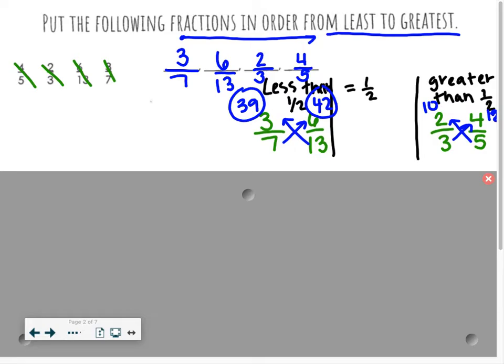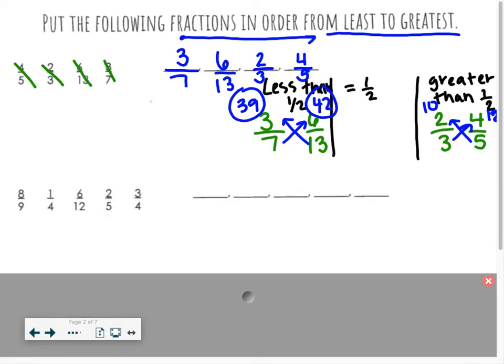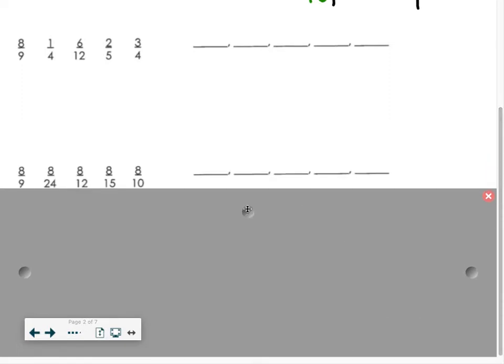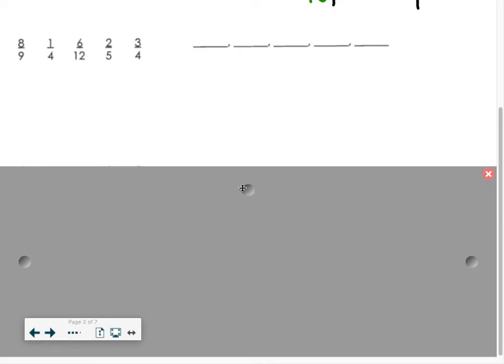Okay, let's take a look at the next one. They have already added another fraction. Now we have 5 fractions we have to order. Right away, you know you want to divide them out to be less than a half, equal to a half, and greater than a half.